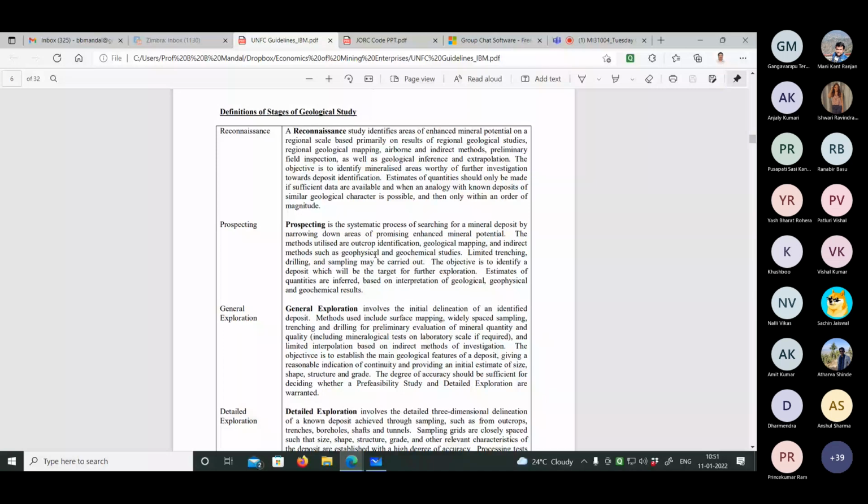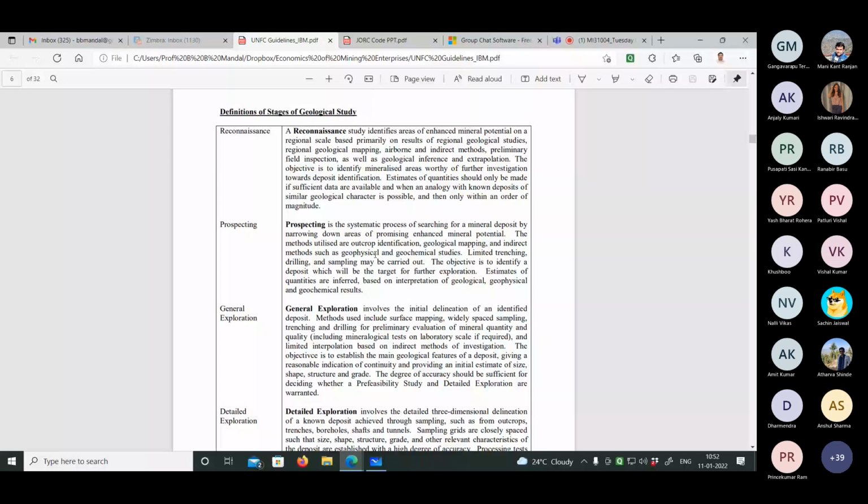This identifies the areas of enhanced mineral potential on a regional scale, very large scale, based primarily on results of regional geological studies, because the GSI or similar organizations take up this zone, regional, then large scale prospecting, regional geological mapping. They prepare geological maps, very large scale also. If you type geological map of India, you will see broadly the mineral concentration there. Then you go by state, then by zones, geological zones are there. Like this kind of thing.